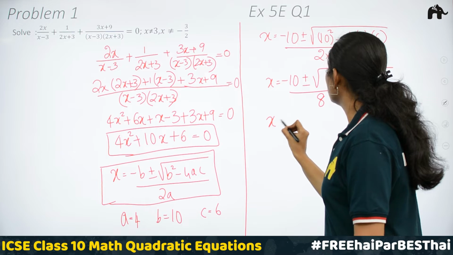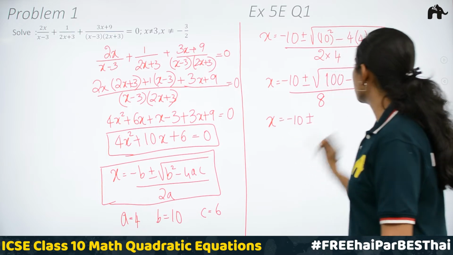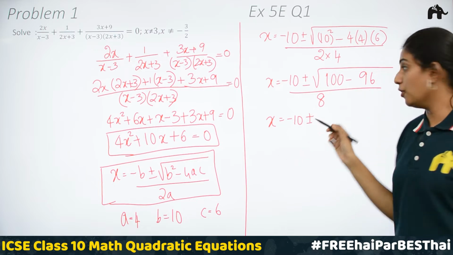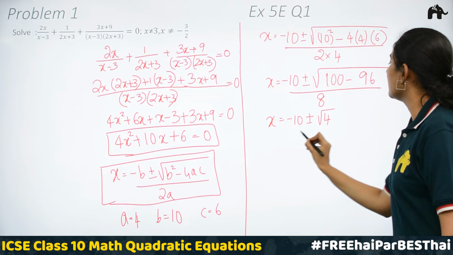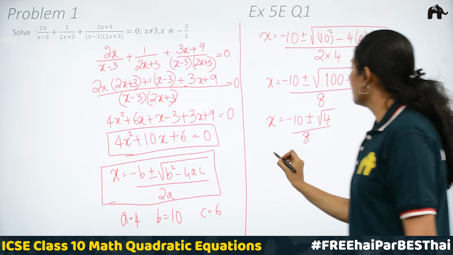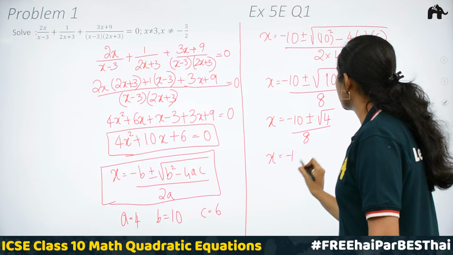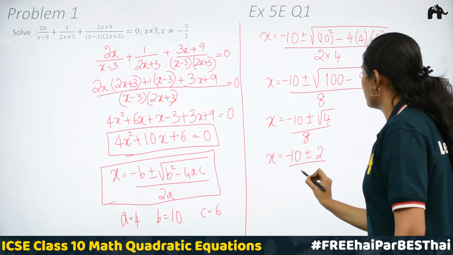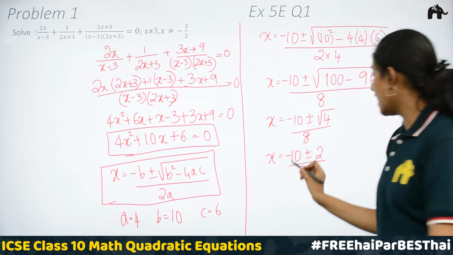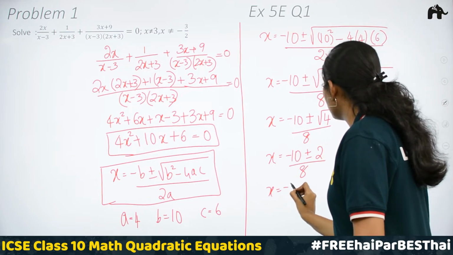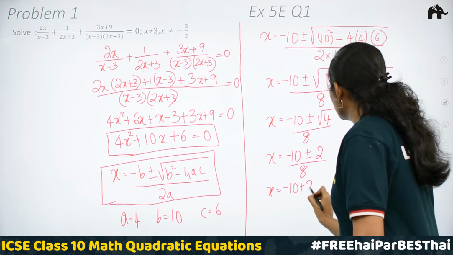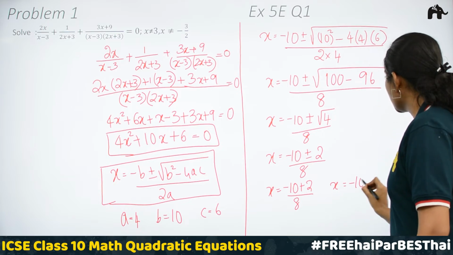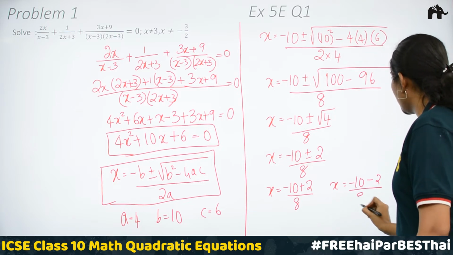Therefore, x is equal to minus 10 plus or minus root of 100 minus 96. 100 minus 96 is 4. Root 4 divided by 8. X is equal to minus 10 plus or minus root 4 is 2, divided by 8. Possible values of x are x is either equal to minus 10 plus 2 divided by 8 or x is equal to minus 10 minus 2 divided by 8.